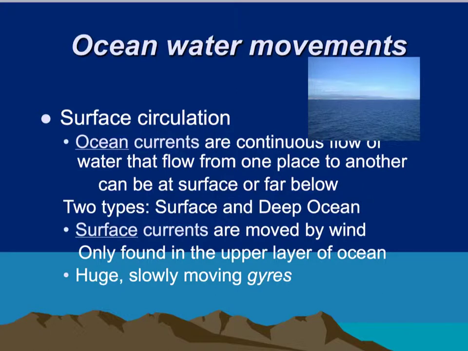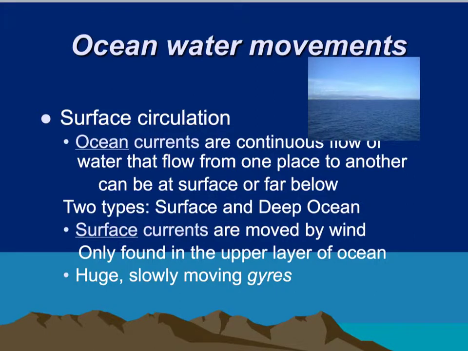So ocean water movements can be separated into two different types of circulation. We have surface circulation and also deep water circulation. So we can think about surface water circulation as being like flows of water. So this is driven by wind. So this is the movement of water flowing from one place to another, just like wind is blowing from one place to another. And this movement is horizontal.